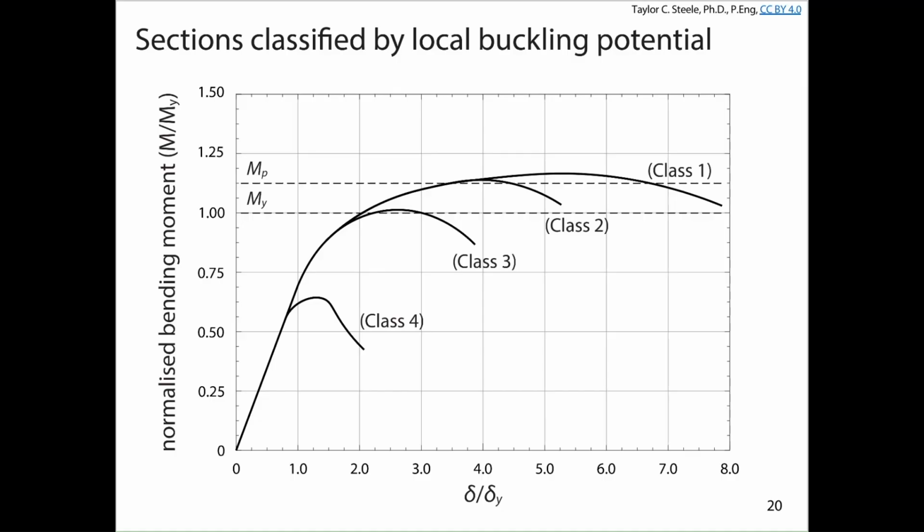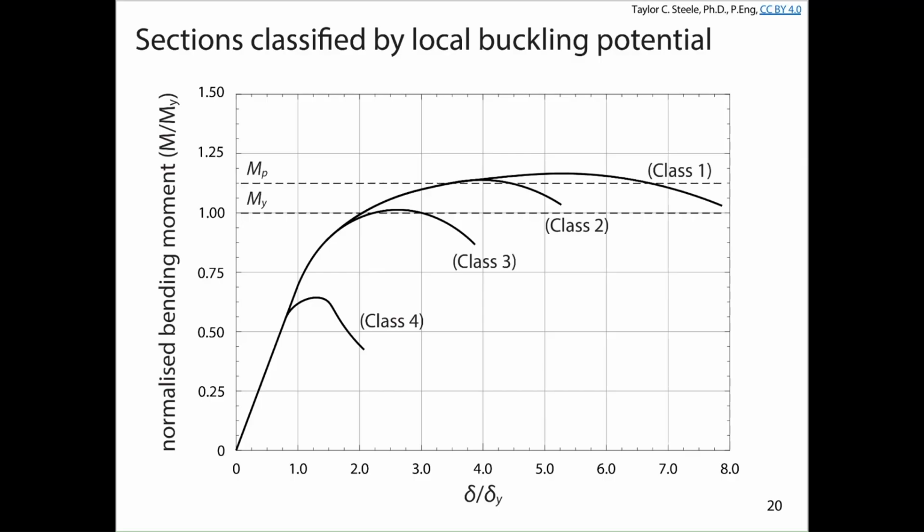Class 3 sections can achieve My, but they're not going to be able to get to the plastic moment because either the web or the flange will buckle locally, and that's going to reduce the moment resistance. And class 4 sections, they're not even going to get anywhere near the yield strength. At an elastic stress below Fy, they're going to buckle locally, and that's going to reduce the moment resistance associated with that cross section. Okay, so My is still an important thing to calculate. We need to calculate My, and as long as we have at least a class 3 section, we can use My. And we can only use Mp if we have a beam that's a class 1 or a class 2 section.